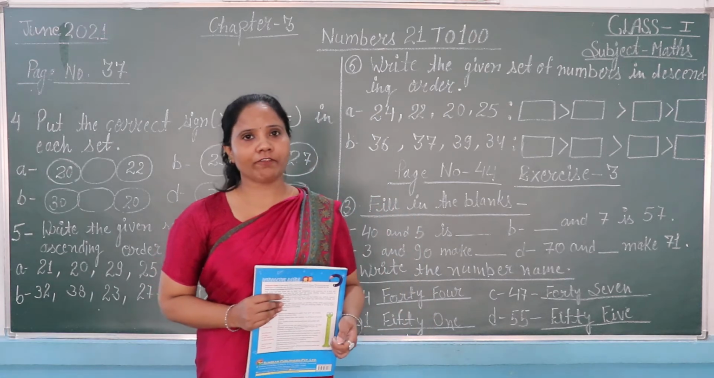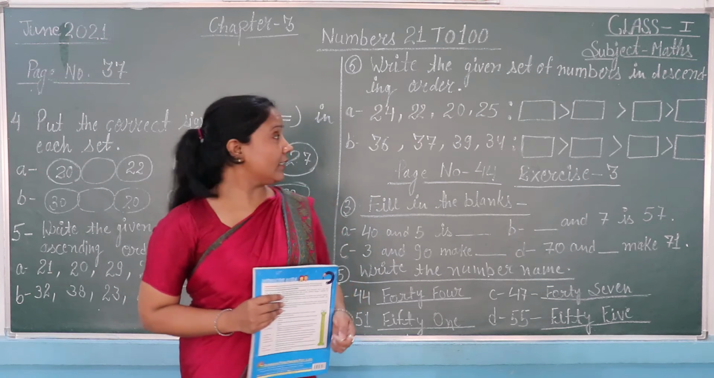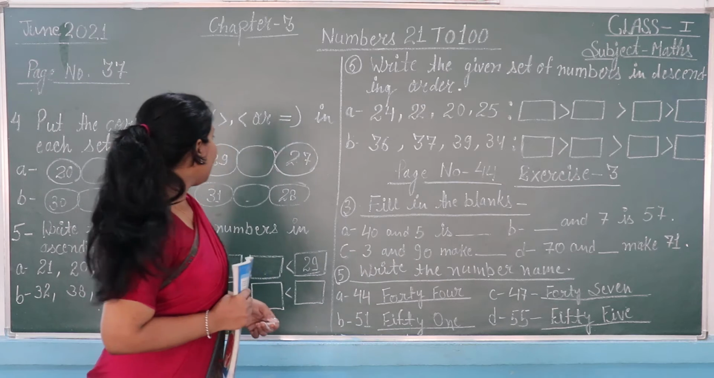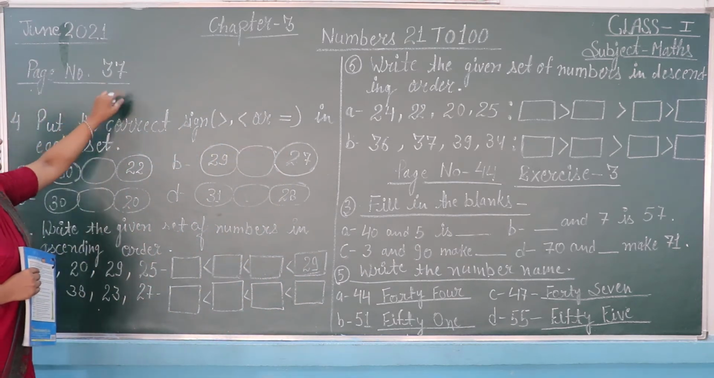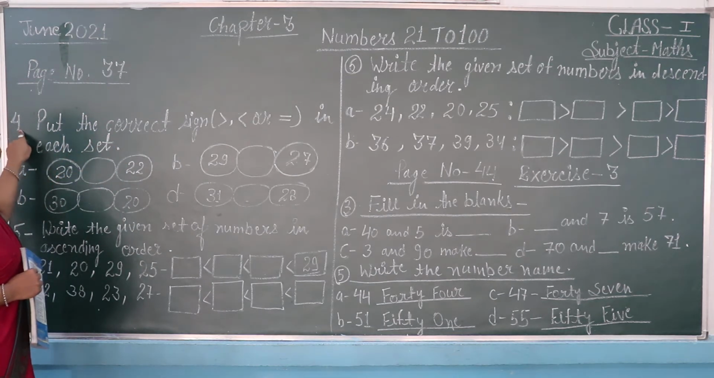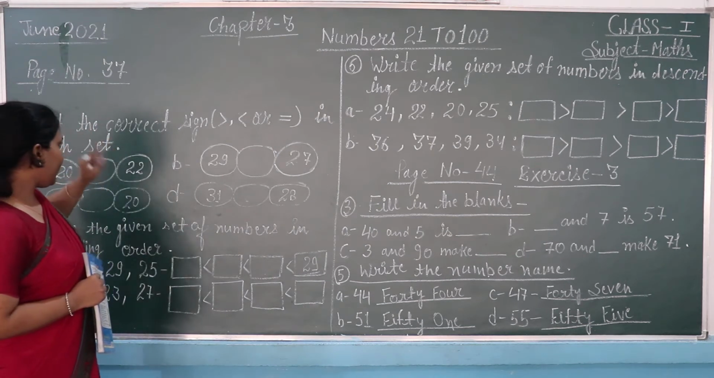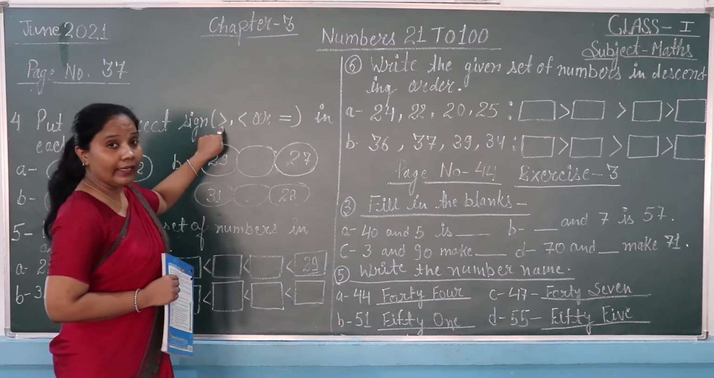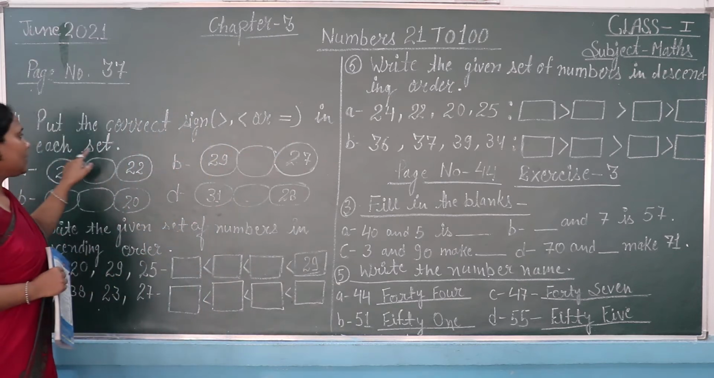Today's video is for class 1st, subject Maths, chapter 3, numbers 21 to 100. Today we will start exercise 3, page number 37. This exercise will start from question 4. Okay, there is the sign. The question is, put the correct sign, less, greater and equal, in each set.